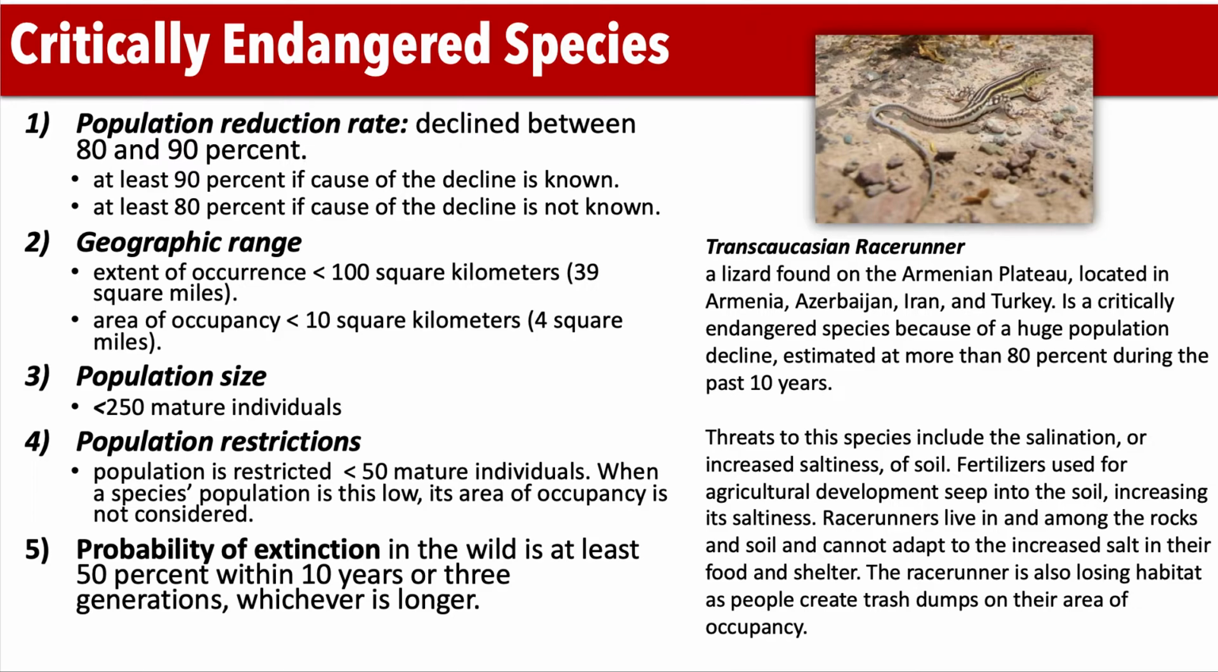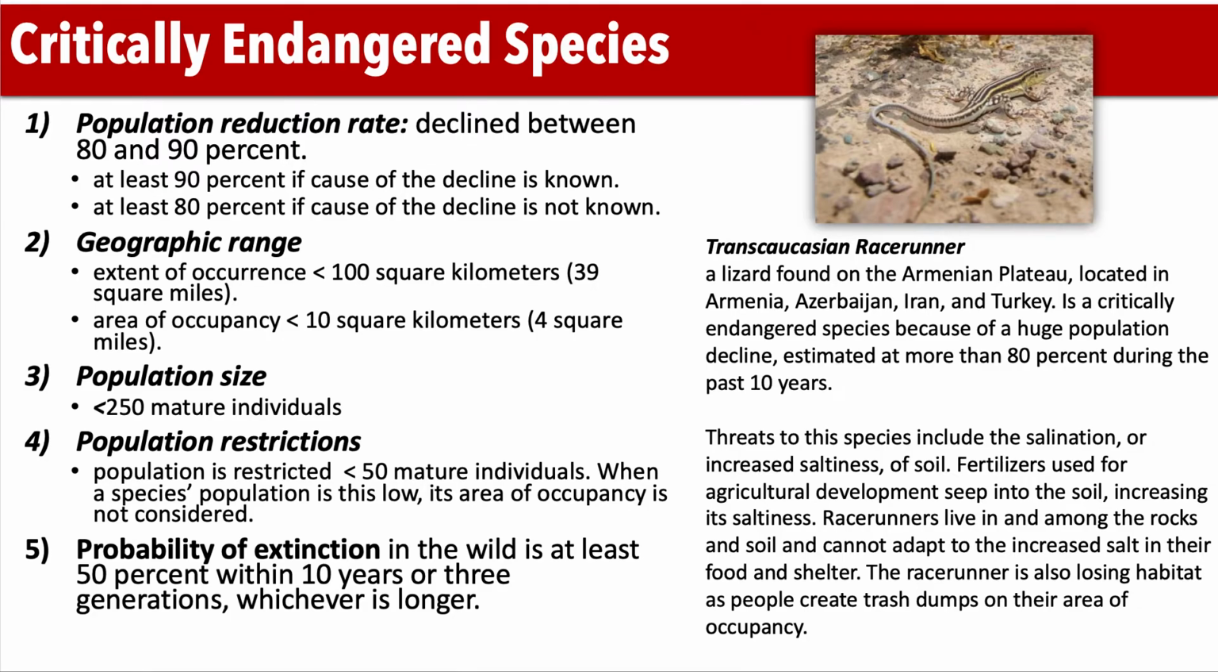The population size has to be less than 250 individuals, and the population restriction is less than 50 mature individuals. And when the species population is this low, just like the endangered species, the area occupancy is not considered. The probability of extinction in the wild for critically endangered species has to be at least 50% within the next 10 years or 3 generations of the species, whichever is longer.